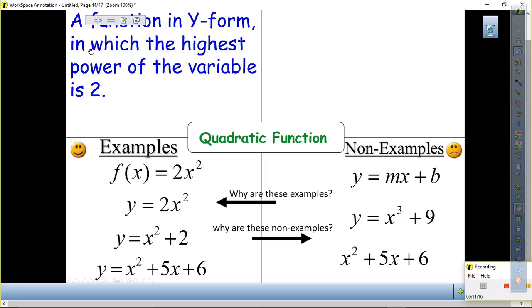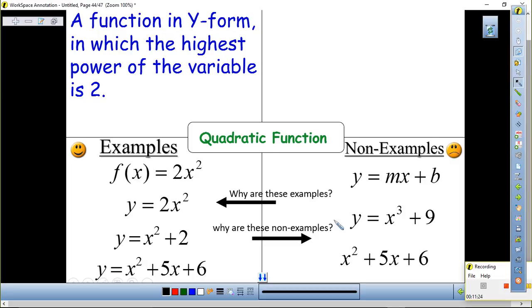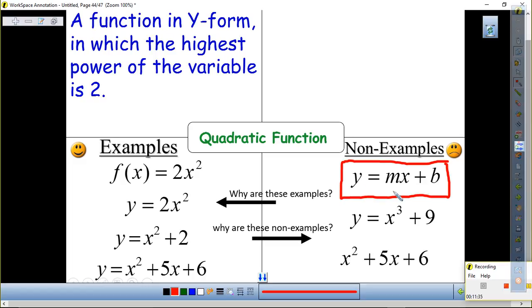Okay, let's see. According to the definition, these are quadratic functions. These are not. So, why is this one not a quadratic function? Go ahead, Charlie. It doesn't have any constants. If we were to substitute this with a constant, it would. Okay, so let me replace this with a constant. There it is. Now that it does, why is that not a quadratic function?